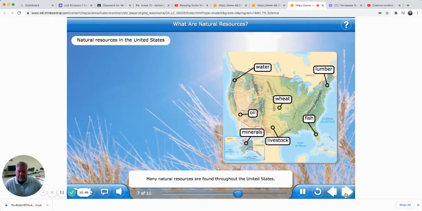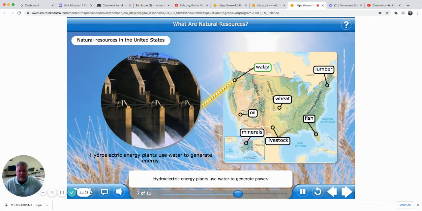Many natural resources are found throughout the United States. These labels show just some of the places where natural resources are found. Click the labels to learn more about the different types of natural resources. Okay. Hydroelectric energy plants use water to generate power. Hydroelectric energy is one type of green energy available in Oregon and throughout the United States.